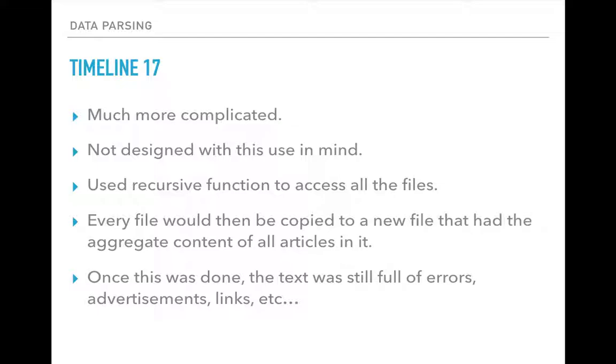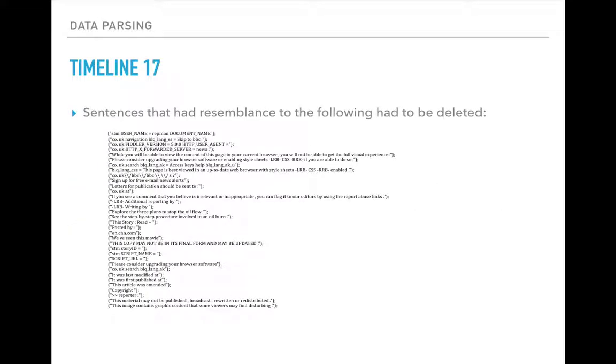For Timeline 17, it was more complicated since it was not designed for this use. We use a recursive function to access all the files, and every file would then be dumped into a new file that would contain all the articles in it. Once this was done, the text had a lot of errors that would harm the results of our data. These are some of the issues we had to deal with when parsing this data. All these sentences or sentences that resemble these ones had to be deleted because they were articles relating to something else or links to other web pages, etc.